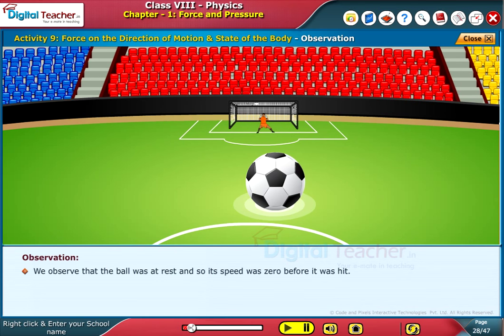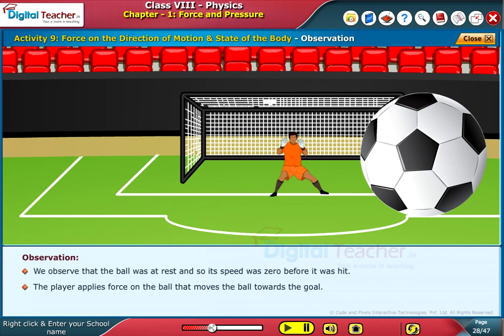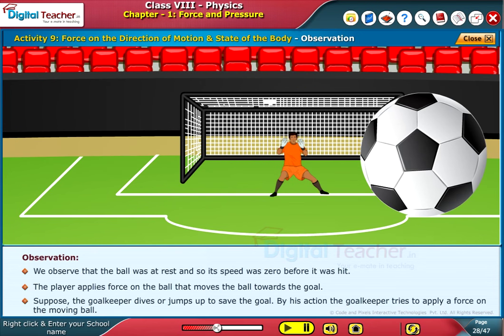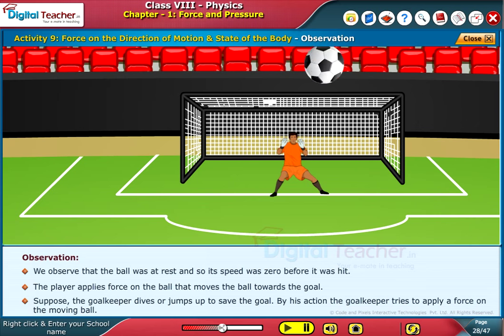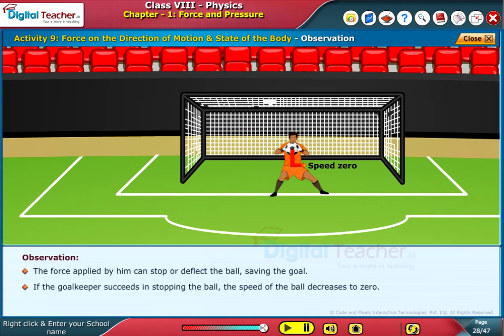We observe that the ball was at rest and so its speed was zero before it was hit. The player applies force on the ball that moves the ball towards the goal. Suppose the goalkeeper dives or jumps up to save the goal. By his action, the goalkeeper tries to apply a force on the moving ball. The force applied by him can stop or deflect the ball, saving the goal. If the goalkeeper succeeds in stopping the ball, the speed of the ball decreases to zero.